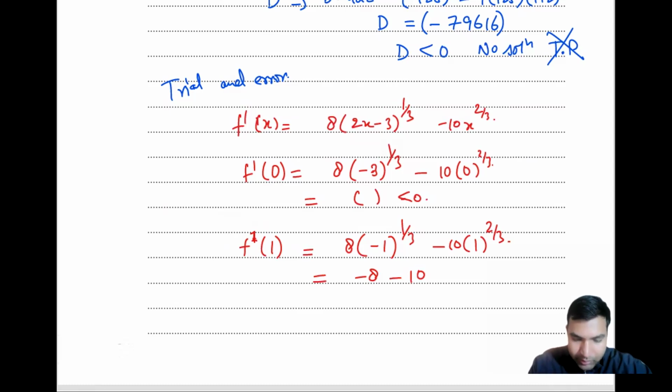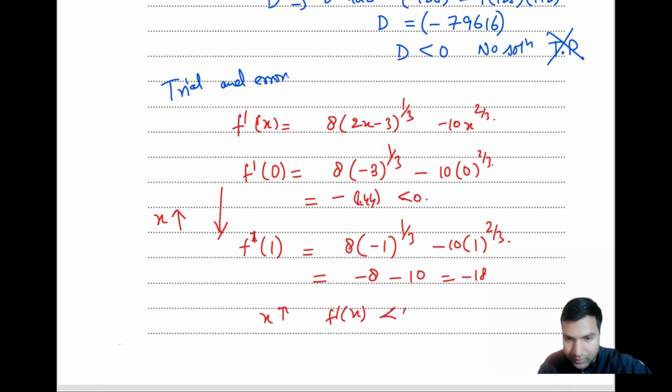In fact, let me just check the value of negative 3 whole thing to the power of cubed. This is actually negative 1.44 and this is negative 18. Right, so which is decreasing basically, right? When x is increasing from 0 to 1, what is the gradient? f dash of x is actually decreasing, right? So when x is increasing, f dash of x is basically decreasing. So this is a decreasing function. Therefore, I can conclude by trial and error, it's a decreasing function.